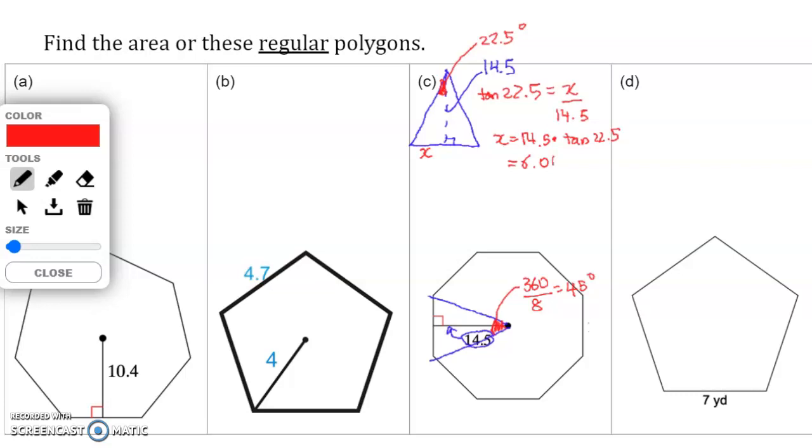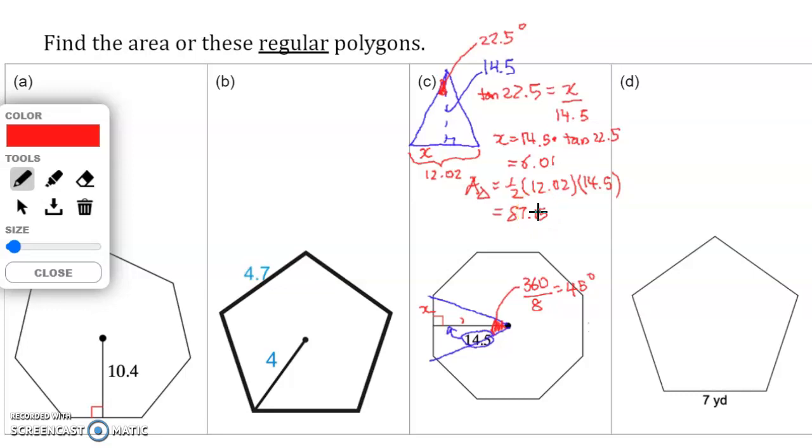Now that we figured out what x is, what is the length of the side? The side length is going to be double that. That's going to be 12.02. Then the area of this triangle is going to be half times base, which is 12.02, multiplied by height, which is 14.5. If I use the calculator, I get the area of this triangle to be 87.15.